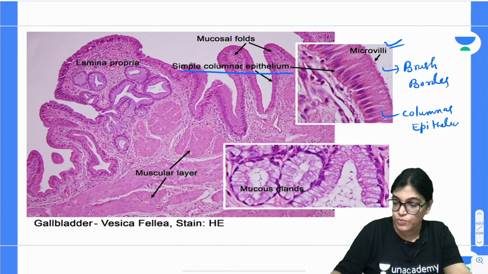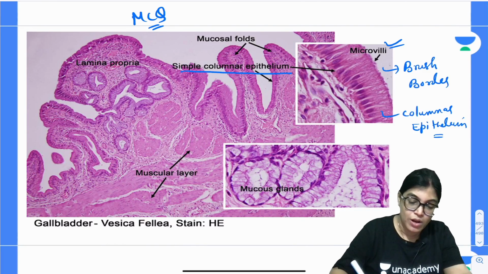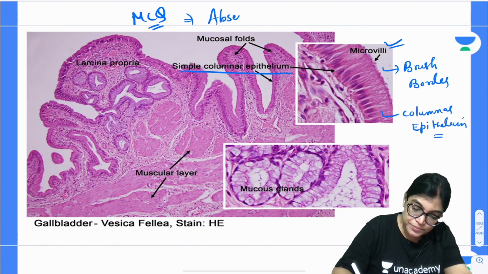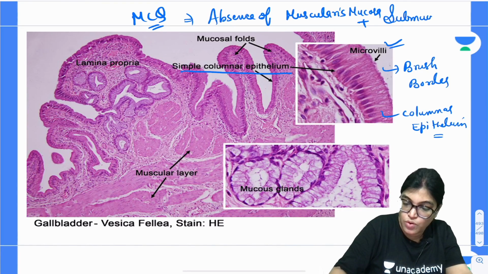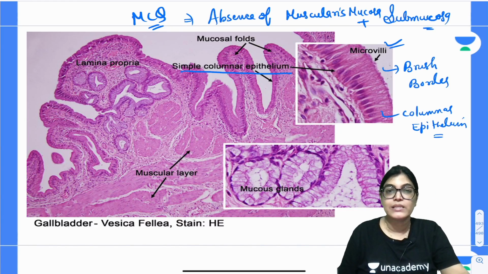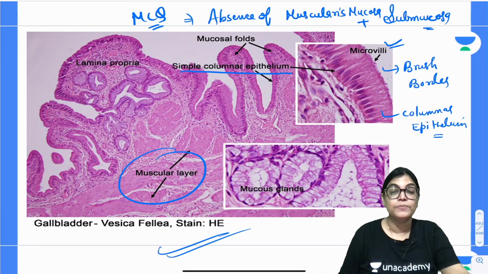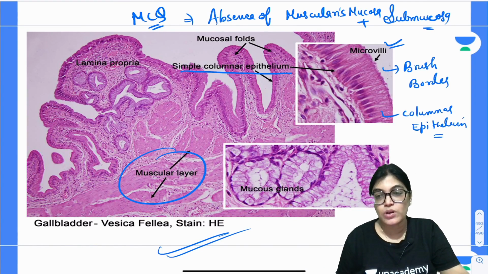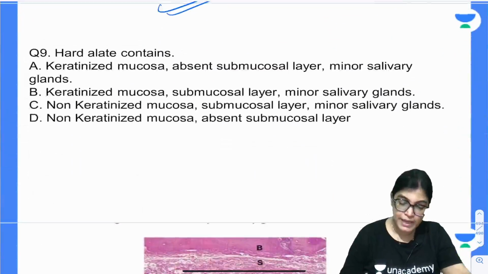The other important point for the slide of gallbladder, which has many times been asked in MCQs: 2 layers are absent in gallbladder. There is absence of the muscularis mucosa layer, plus the submucosa layer. So submucosa layer and muscularis mucosa, these 2 layers are absent in the slide of gallbladder. There is muscular externa layer and the serosa or adventitia layer, but there is no muscularis mucosa or submucosa layer in case of gallbladder slide. Got it? Let's move on to question number 9.